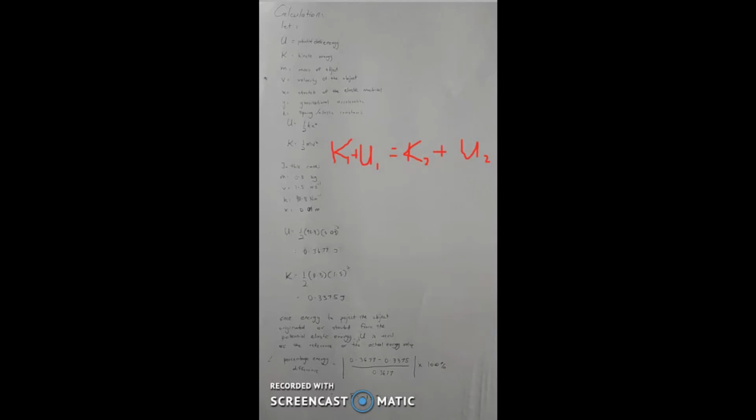Hi, today I will be covering the calculation part of our case study. Here I've listed all of the symbols and what they represent, and this is the formula for elastic potential energy, and this will be the formula for kinetic energy. As you can see, this is the formula of conservation of energy, and this is what we are studying today.